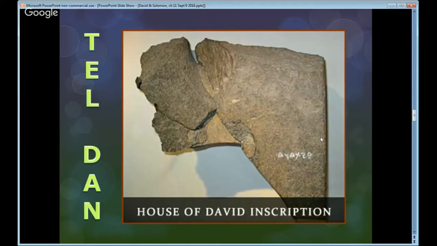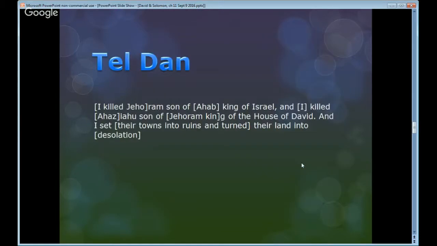They had destroyed it and later used it as building material in their own cities, as a wall in their city. And this is what it states in the Tel Dan inscription. It states, "I killed Jehoram, son of Ahab, king of Israel, and I killed Ahaziahu, son of Jehoram, king of the house of David, and I set their towns in ruins and their land into desolation."